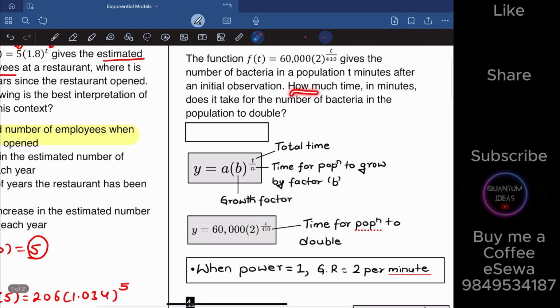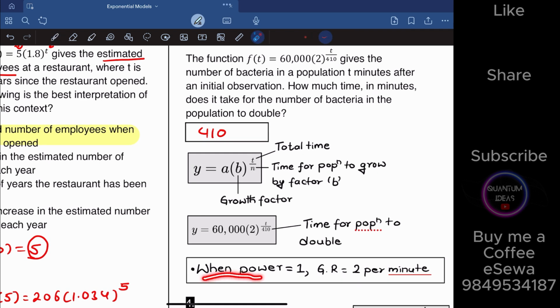So our answer is, how much time in minutes does it take for the number of bacteria in the population to double? The answer is 410 minutes. That's our answer. Simple, right? So you can directly say that it is 410 minutes. And in another way, you can also solve it like this.